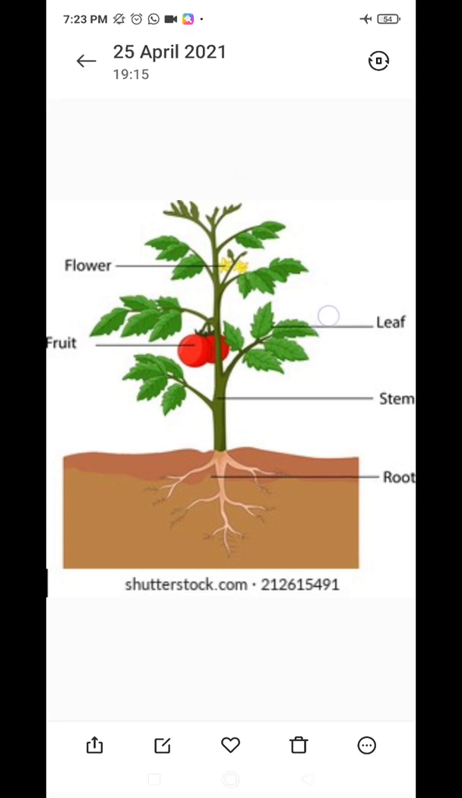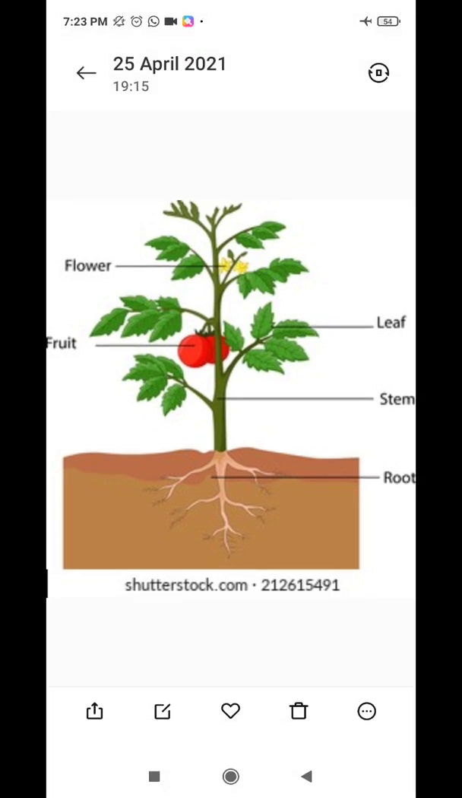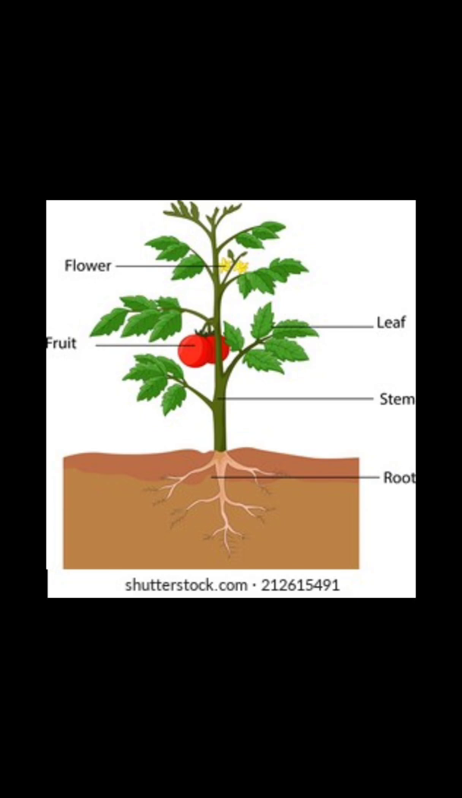Let's start from the base. The area which is under this brown portion, we can see these zigzag lines here, and they are known as roots. They are known as roots. Roots are the parts of the plants which are underground. We cannot see the roots. In most of the plants, we cannot see the roots.